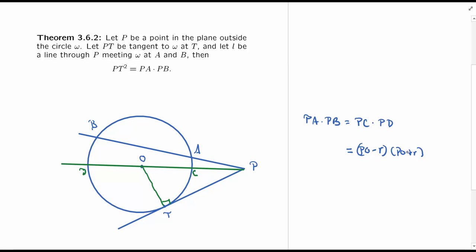Now, when I multiply these two together, I get a difference of squares. But what we recognize here is that PO squared is the hypotenuse of the triangle POT. So PO squared minus R squared ends up giving me exactly PT squared.